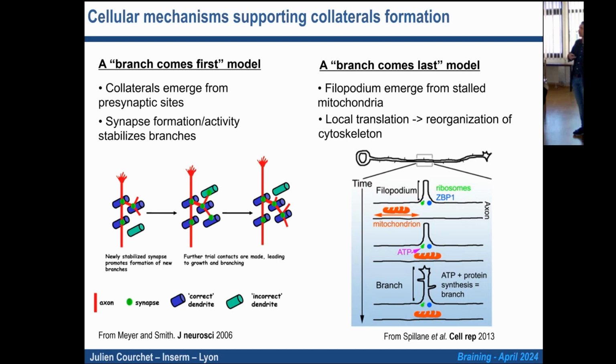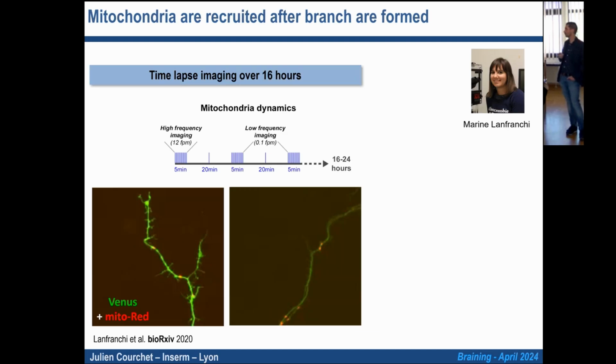There is another modality, mostly from the peripheral nervous system, where it has been described that the mitochondria would at some point stop along the axon and then induce some local translation of cytoskeletal proteins such as actin. And this local translation induces the conversion of filopodia into branches. So in this case, this would be a branch-comes-last model, because you first bring the mitochondria and then you form the branches. So which one is which in our cortical neurons?